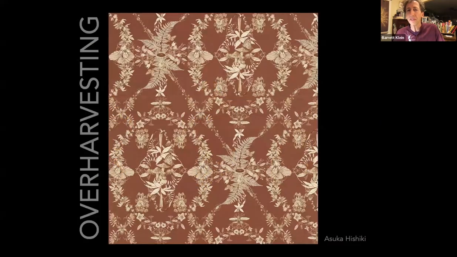And then you've got over-harvesting. Asuka Hishiki produced this visual wallpaper in which every plant, fungus, and close to a dozen insects are all on the 2015 South Korea red list of organisms in trouble. And so you would walk by thinking this is innocuous, despite all the hidden horrors that we're causing.